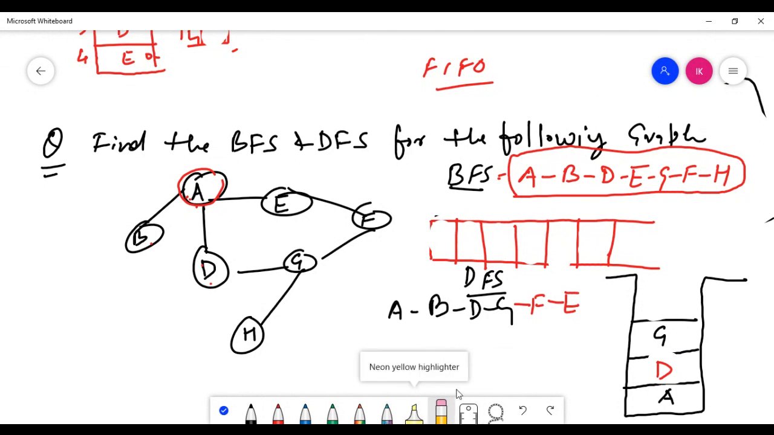Anything remaining? One minute. Now A to B, B to... G adjacent is F and H and D. D is already finished, so I take F. Okay, no. F adjacent is E. E is already finished. No need to check E. So F is finished now. Remove F. Take G. G adjacent is D, F, and H. D is finished. F is finished. Remaining is H. So write now H.